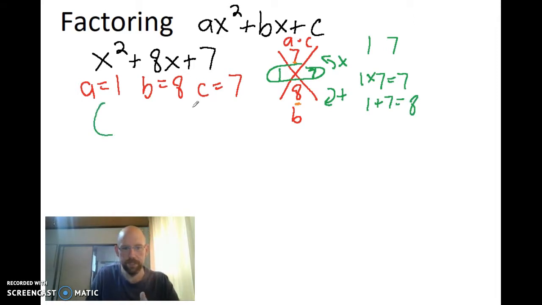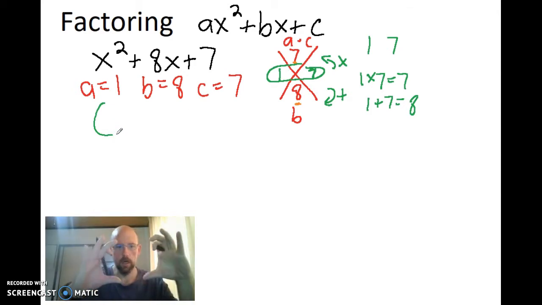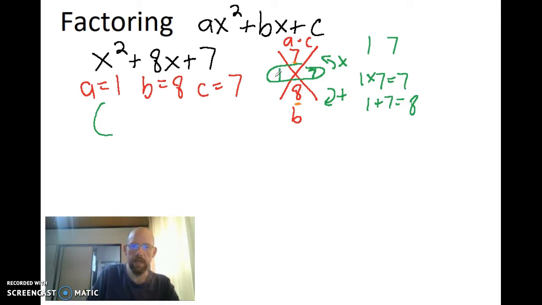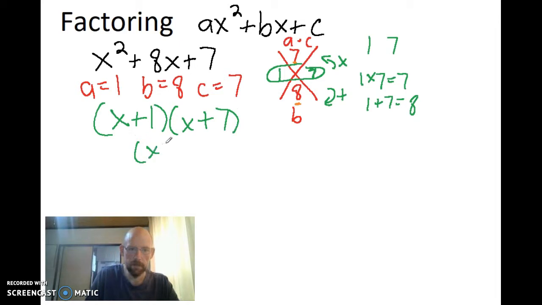When we write these, make sure you put factors in parentheses. This is really important because parentheses are grouping. It makes it so that we don't have any weird distribution issues. It does not matter what order you have these. So the way I personally have it written, we'd have x plus 1, plus because it's positive, and x plus 7. If you write this the other way, x plus 7 and x plus 1, perfectly okay. The commutative property of multiplication says either way is fine.